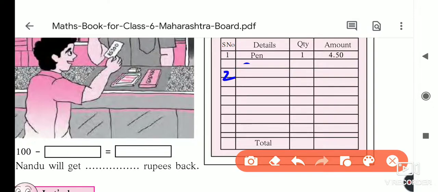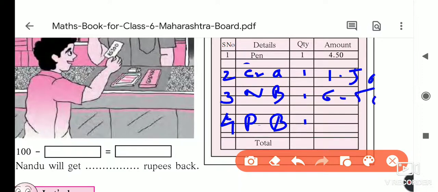Second item is eraser. Okay, third item is notebook. Fourth item is the paint box. Okay, how many quantities he had taken? One only. Cost of eraser is 1 rupees and 50 paise. Notebook cost is 6 rupees and 50 paise. And paint box cost is 25 rupees and 50 paise.